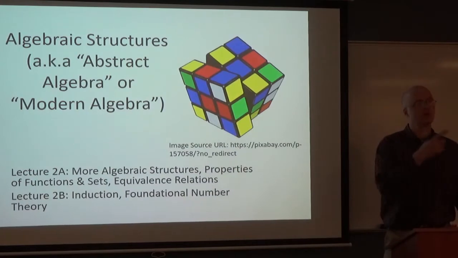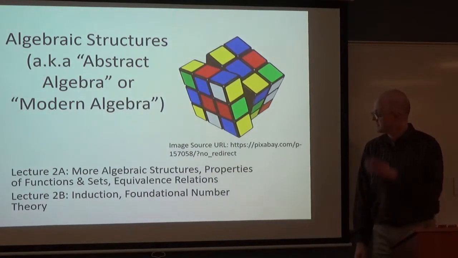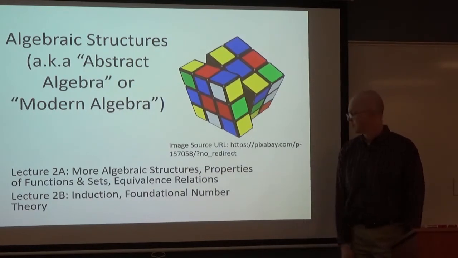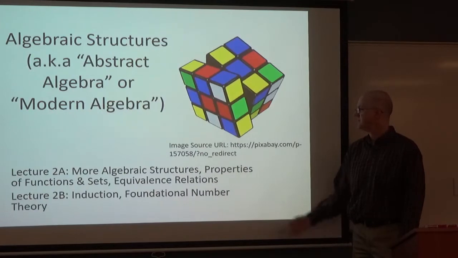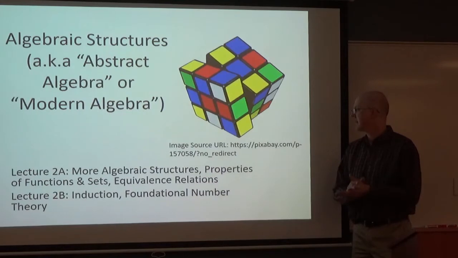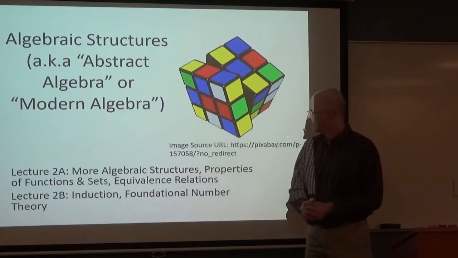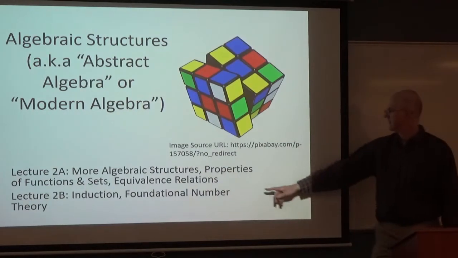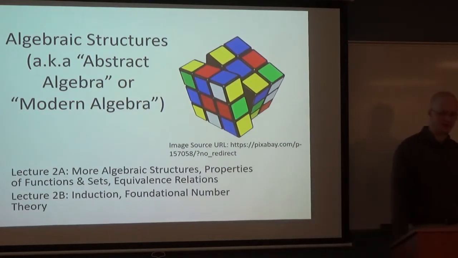Continuing to slowly go into chapters 1 and 2, which is again about groups, examples of groups and basic properties. So in lecture 2A, we're going to look at a couple more examples of groups, more algebraic structures. Talk in more depth about functions and sets than we did last time. Talk about something called equivalence relations, which you have read about and done some homework problems about already. Then in lecture 2B, we'll talk about induction, do an example proof using induction, and some foundational number theory. And it's that number theory that's probably the most important part of what we do today.